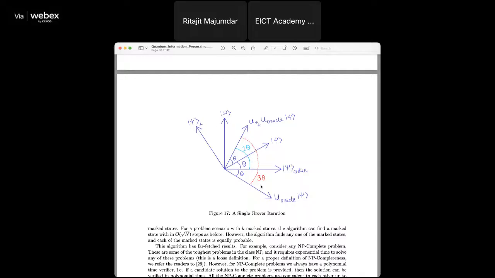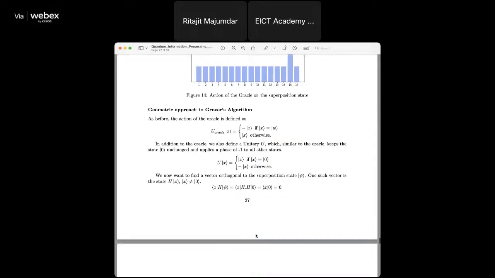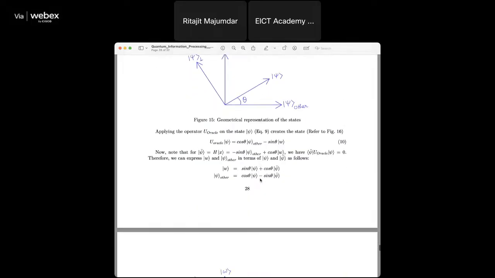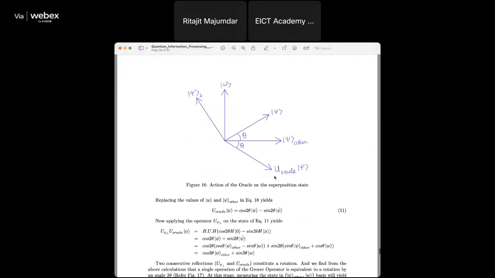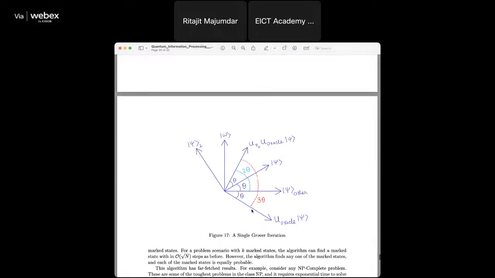How many times do you need to rotate? That is exactly how many times you will need to repeat this operation, right? And here, when you write it like this, cos theta, sin theta, and everything, you can show that when you do this operation once, it goes something like this, cos 3 theta psi plus sin 3 theta psi. So from only theta, it goes to 3 theta. Looking from psi other, the rotation is 2 theta. But if you look from this U oracle psi, the rotation is 3 theta.